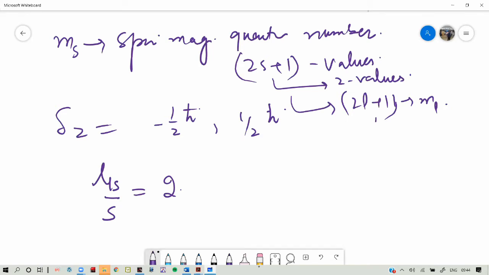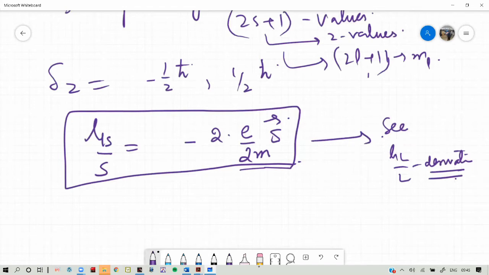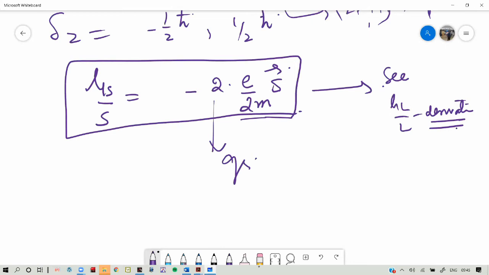And if you see mu S, we can write minus 2 into mu into S, as we have derived for mu L by L in the last lecture. You can go on and derive this expression the same way. See the mu L by L derivation for this. And this 2 is for GS. GS means the gyromagnetic ratio or the spin g factor, and it is 2 for the electron when it has a spin angular momentum, spin motion.